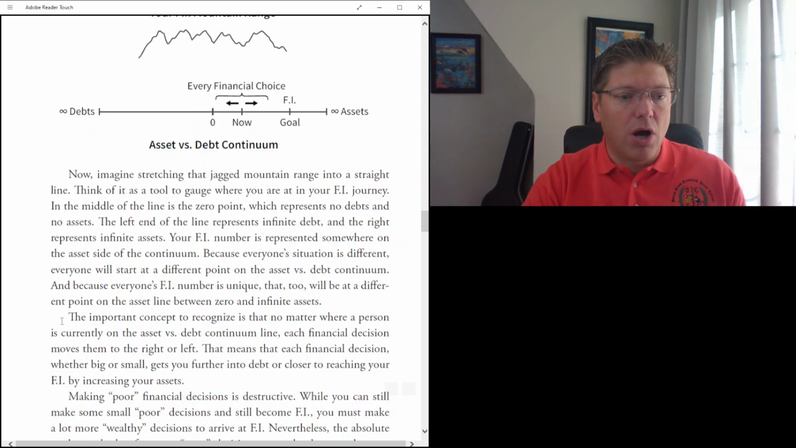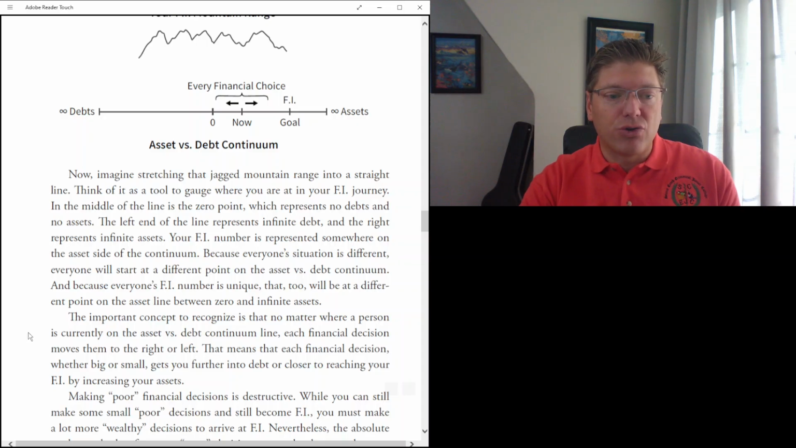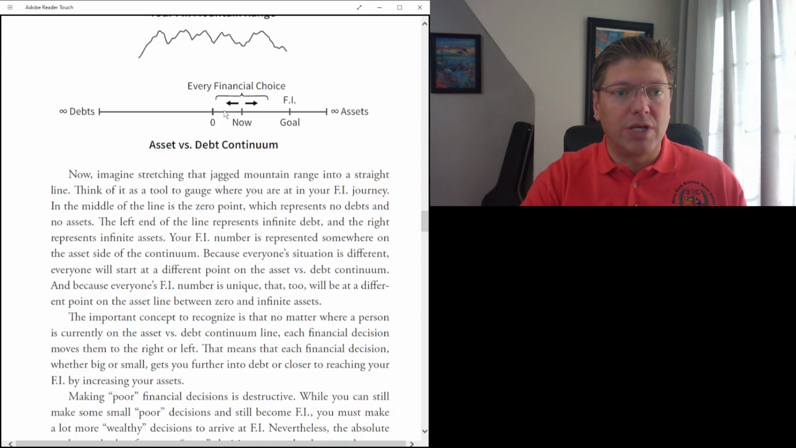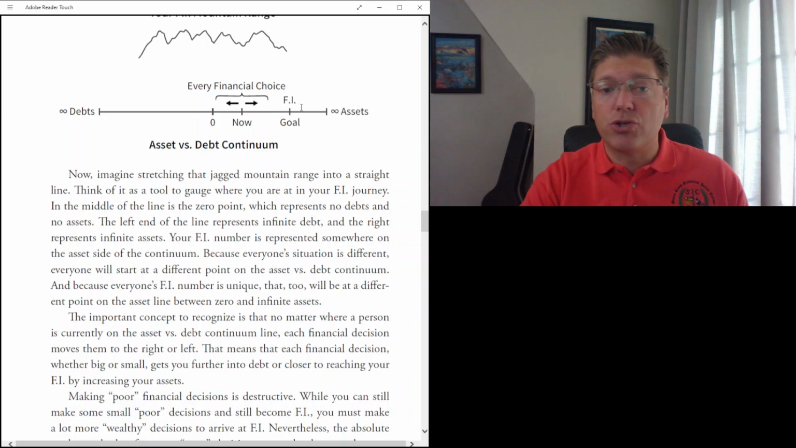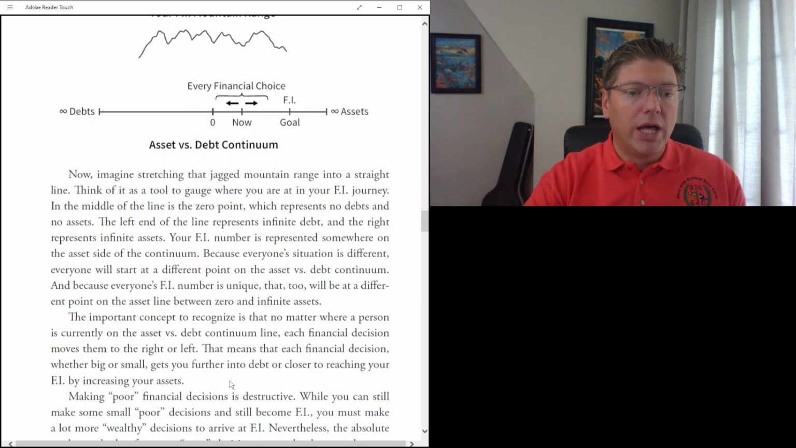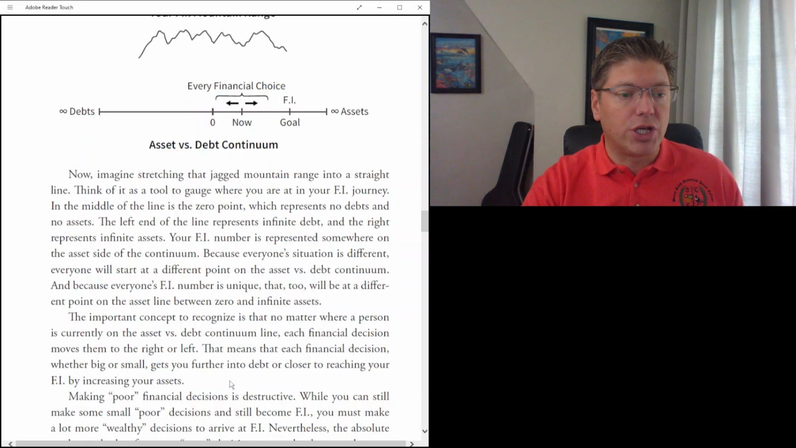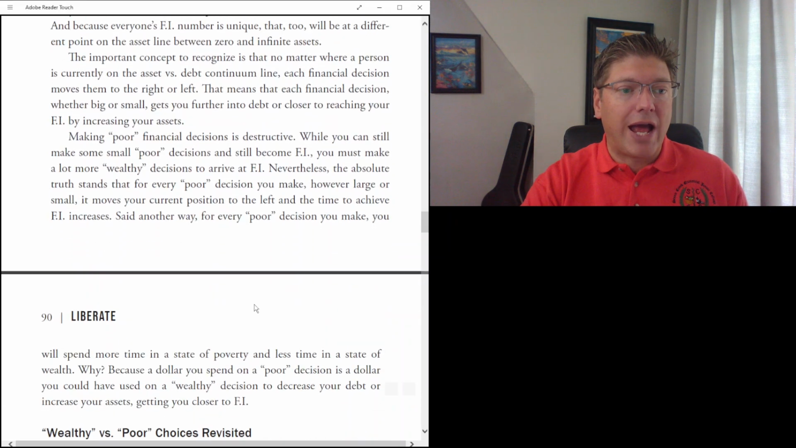The important concept to recognize is that no matter where a person is currently on the asset versus debt continuum line, each financial decision moves them to the right or left. So each decision you make, like say this is where you are now, is either going to get you closer to having more assets or closer to having more debts. That means that each financial decision, whether big or small, gets you further into debt or closer to reaching your phi by increasing your assets.